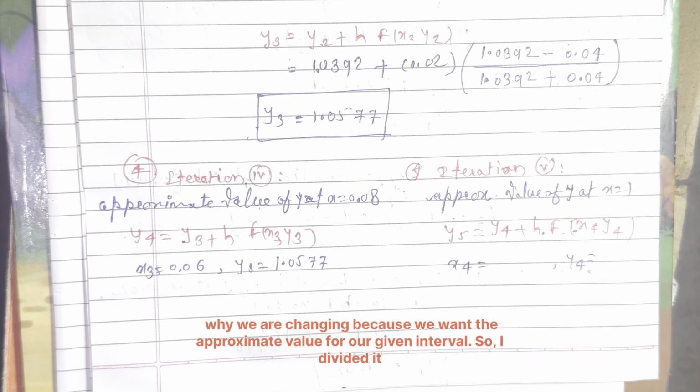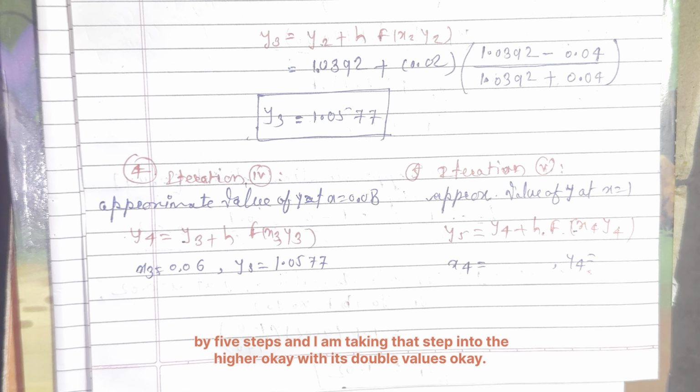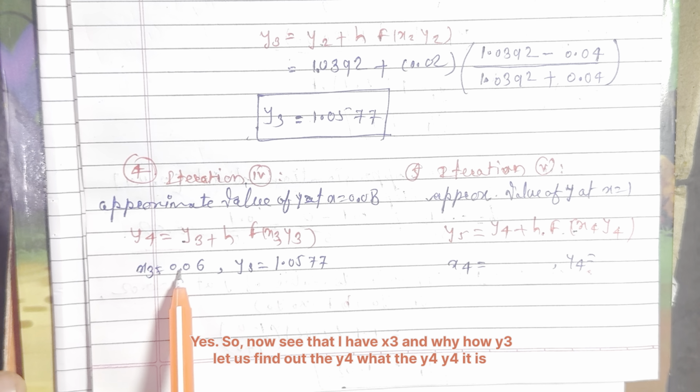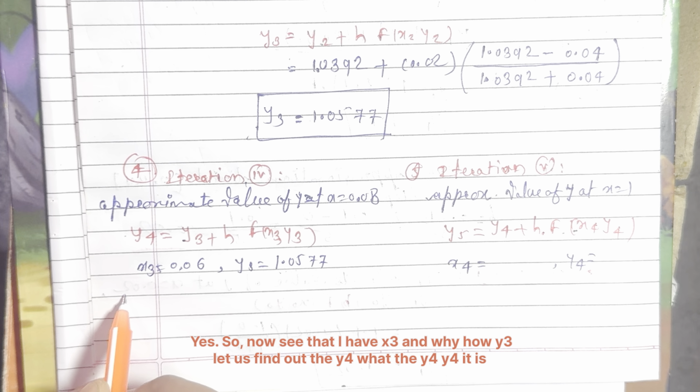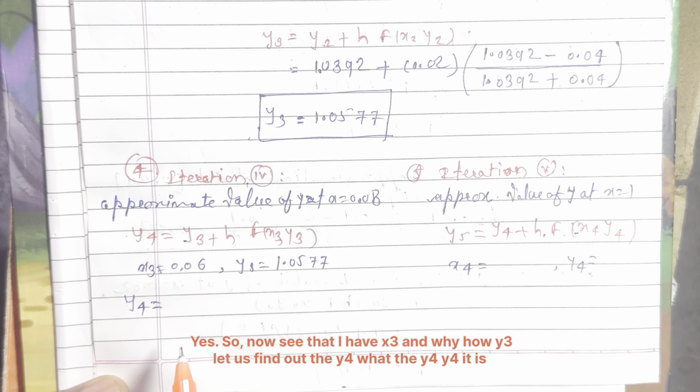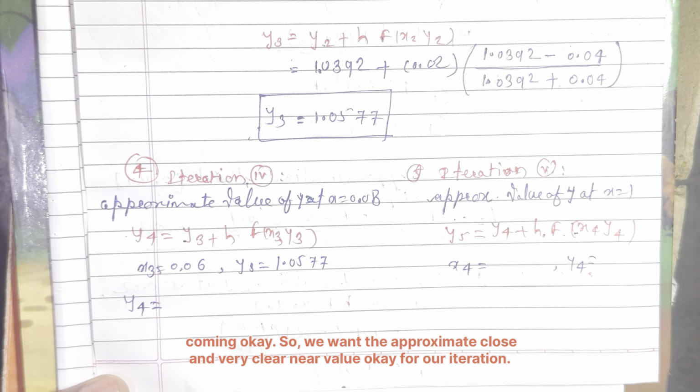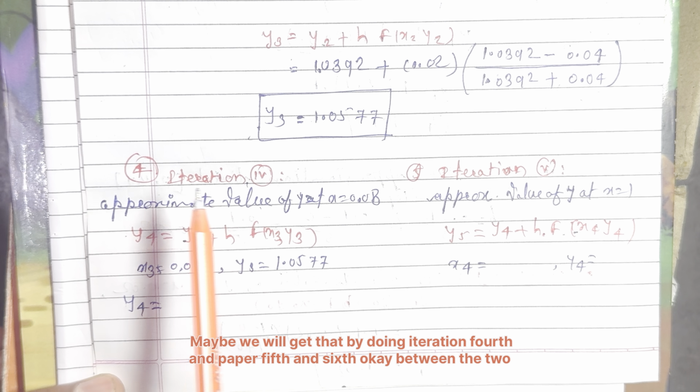So I divided it by 5 steps and I am taking that step into the higher, with its double values. We'll see at the end which one is the approximation and mostly accurate value. Now I have x3 and y3. Let's find out what value y4 is coming. We want the approximate, very near value for our iteration. Maybe we'll get that value in iteration 4th and 5th or 5th and 6th, between the 2 iterations.